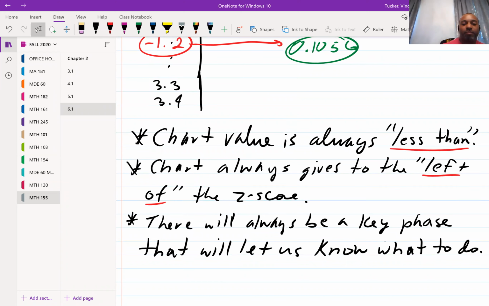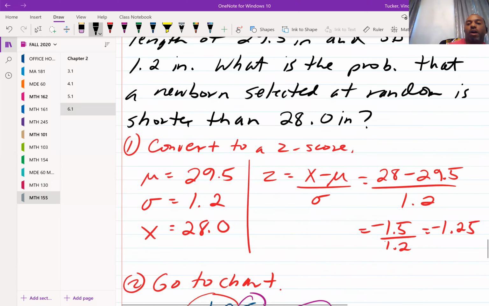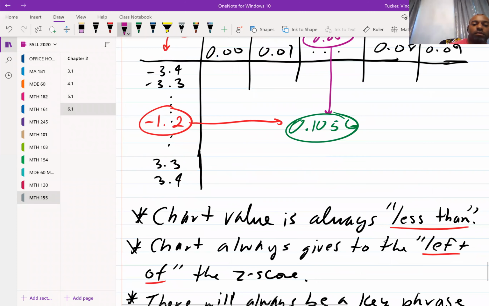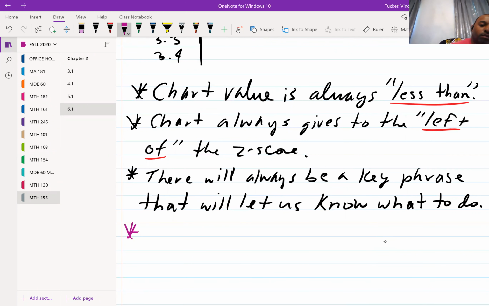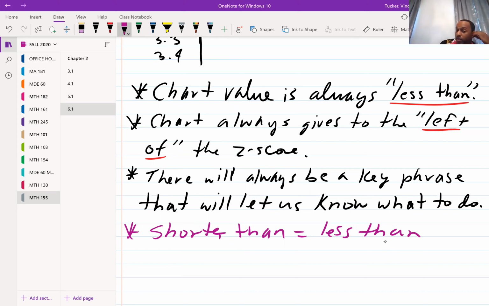All right. So there will always be a key phrase that will let us know what to do. So in this problem, our key phrase is shorter than. So our key phrase in this one is shorter than, which is less than. So that means we can just use the Z-score chart value.